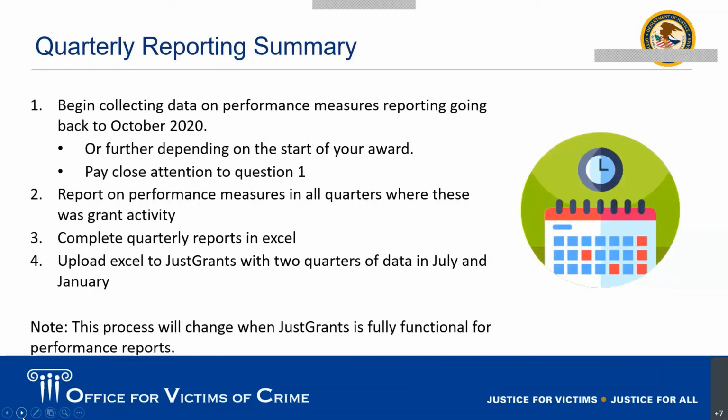I know a few of you may have a May 1st start date, so you may need to go back a little further. This is where you really want to pay close attention to that question one. Was there grant activity? That can relate to budget approval. Really pay close attention to it. You're again going to report on as many performance measures in all of these quarters where there was grant activity as best that you can. We understand again that this is new, but we want to kind of get things moving. And again, I do want to note that this process will change when Just Grants is fully functional for all performance reports.